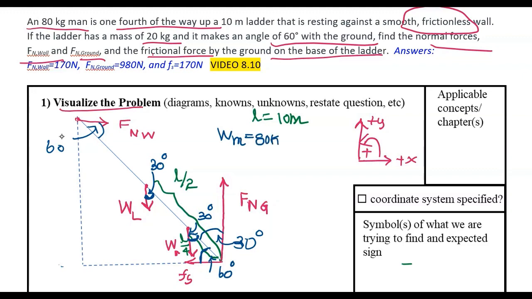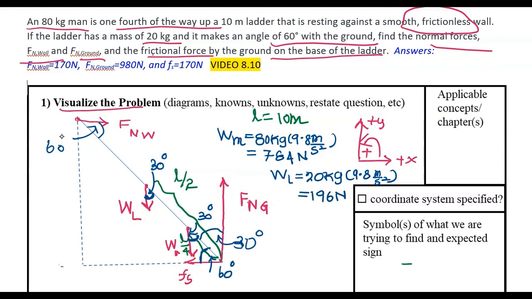Okay, so then we have to look at the weight of the man. His mass is equal to 80 kilograms times 9.8, which is 784 newtons. And then the weight of the ladder: weight is equal to mass times 9.8, so 20 kilograms times 9.8, we get 196 newtons.